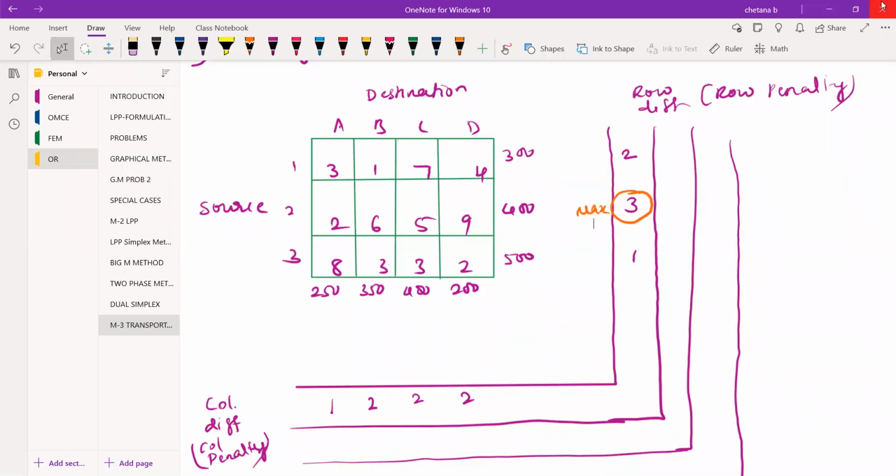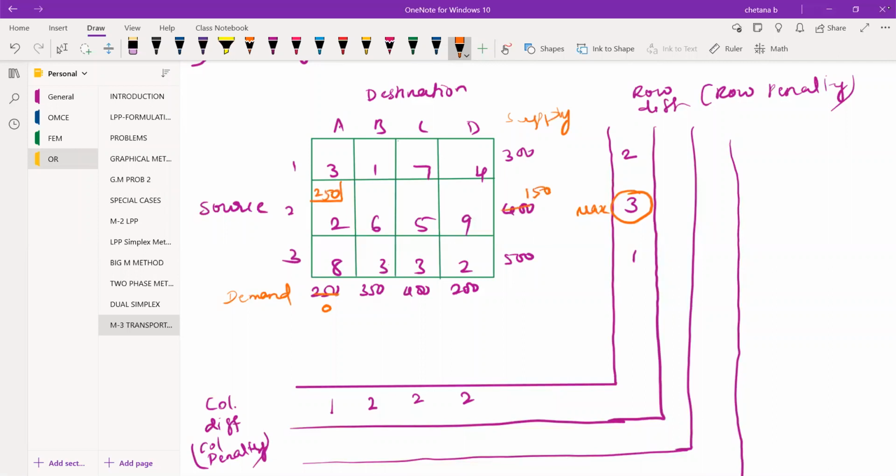So if you see the second row, which is the minimum cost cell? 2 is the minimum cost cell. So you need to allocate here. Again, what do you need to allocate? Minimum of supply or demand. So which is the minimum? Demand, 250. Demand is the minimum. So 250 you need to allocate. Here 0 is remaining and here 150 is remaining.